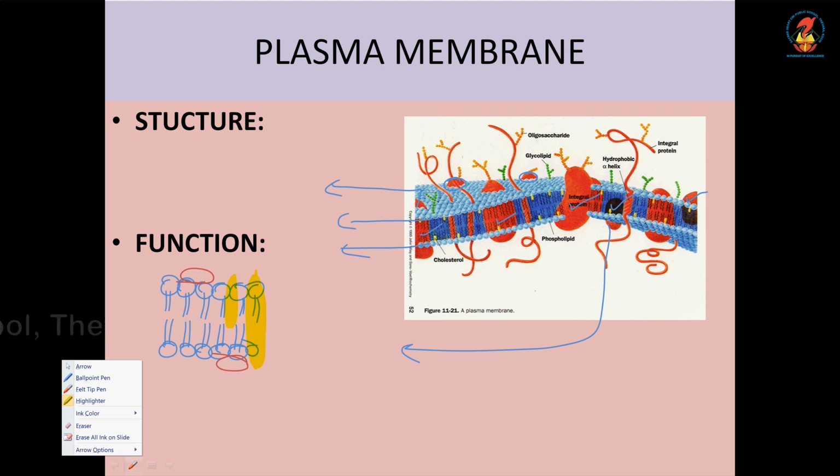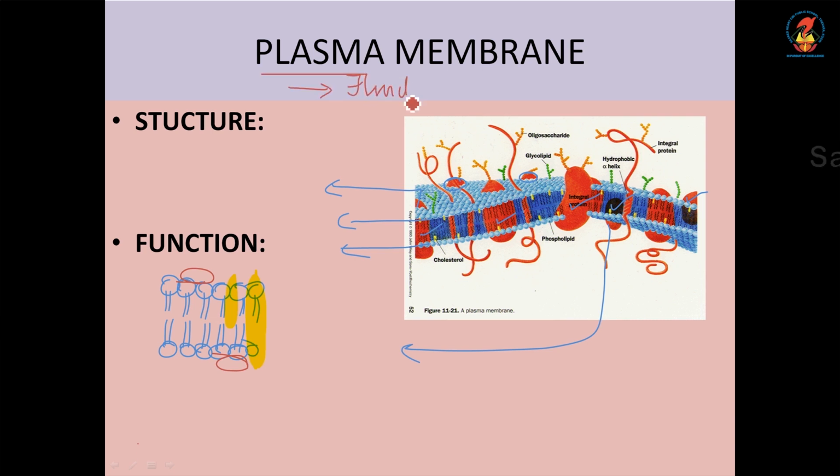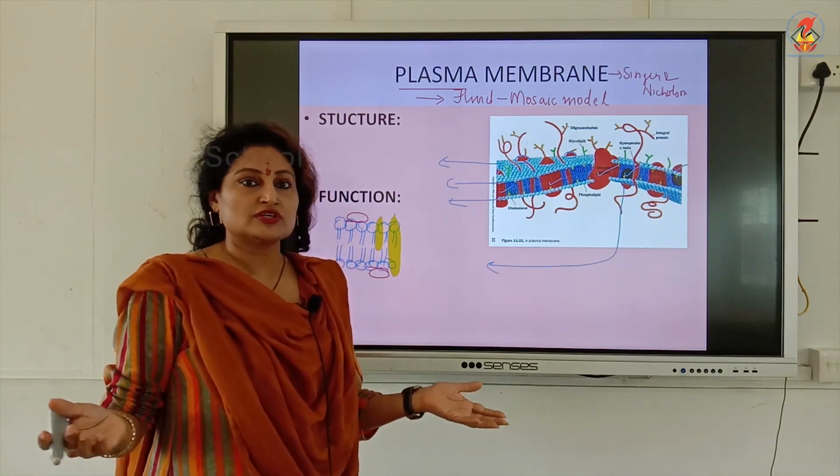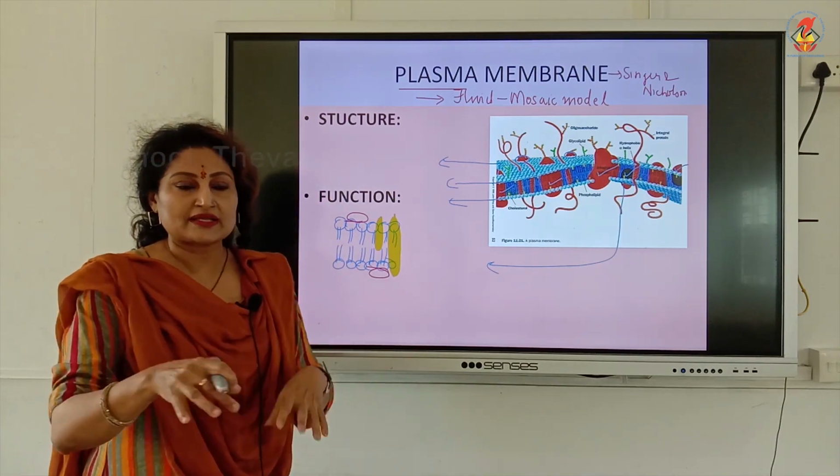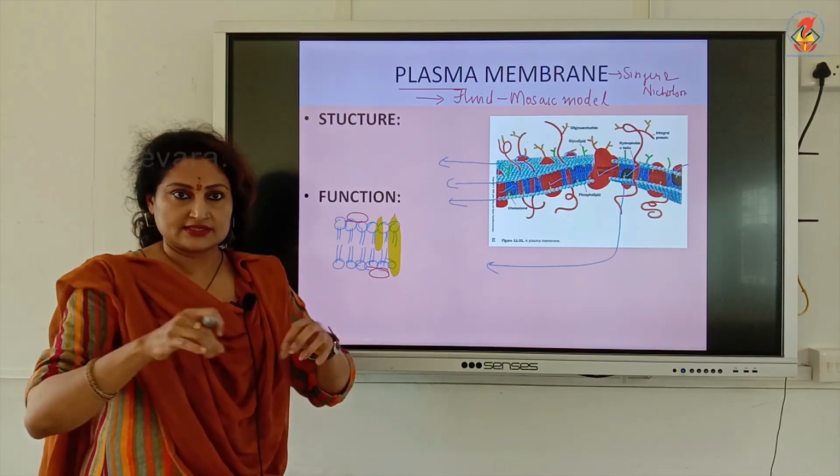Now coming to why it is called the fluid mosaic model. This plasma membrane is referred to as the fluid mosaic model, and this model was suggested by two scientists, Singer and Nicolson. Why did they suggest the fluid mosaic model? Why did they describe it as fluid mosaic? Mosaic because it has a mosaic-like appearance. Have you observed mosaic flooring? You can see patches of different colors, that mosaic pattern.